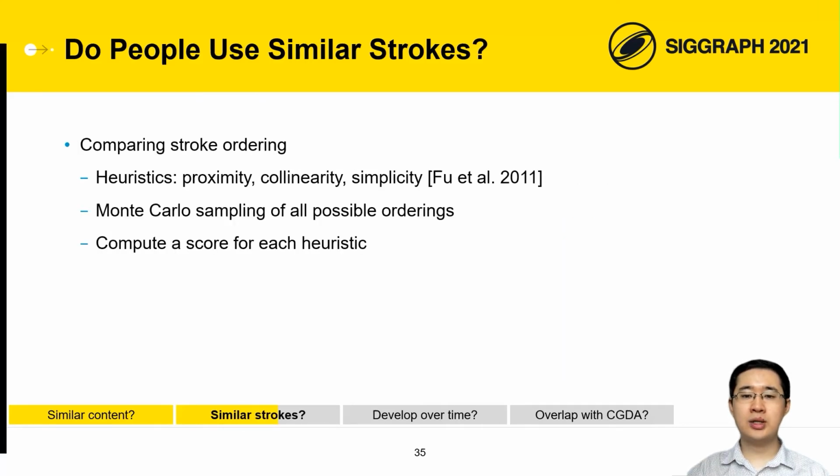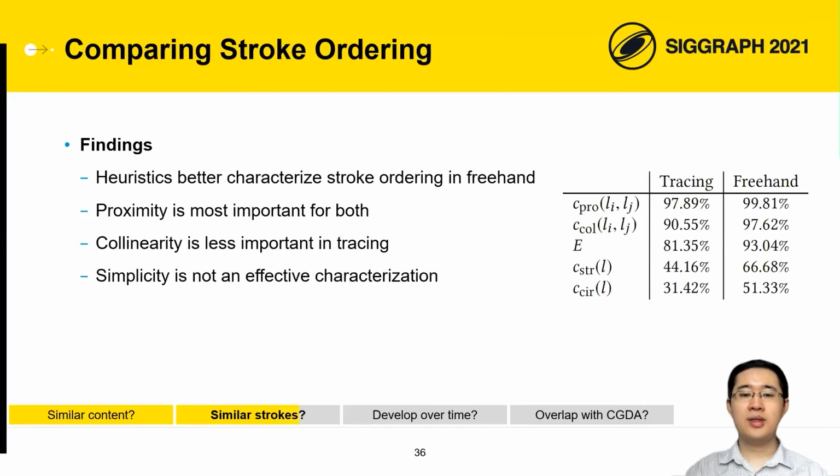To examine trends in the drawing process, we evaluated a list of heuristics for stroke ordering. For each drawing, we performed Monte Carlo sampling of all possible orderings. We then computed a score for each heuristic as the percent of random orderings whose energy was above that of the ground truth ordering. We found that overall, these heuristics characterize stroke ordering better in freehand drawing.